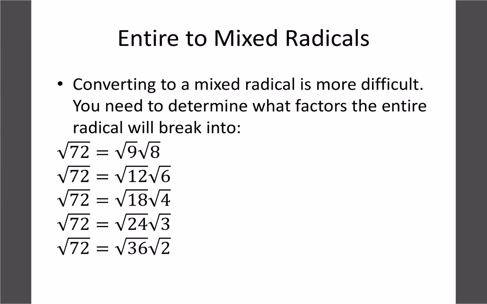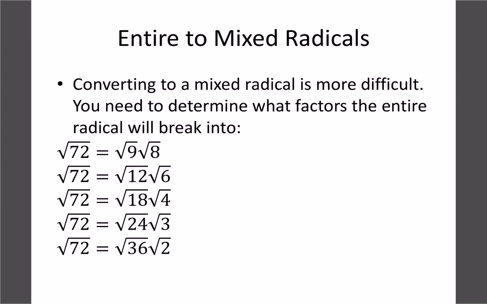So the first step is you need to convert your mixed radical. You need to figure out what factors that radical will break into. So we won't worry about the variables just yet. Let's just look at the regular number. If I gave you root 72 and I say simplify that, we could break it into 9 and 8. That's possible factors, or 12 and 6, or 18 and 4, or 24 and 3, or 36 and 2. So we've got 5 different options here. So what's the best way to go?